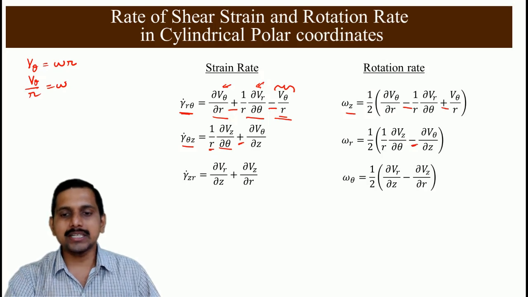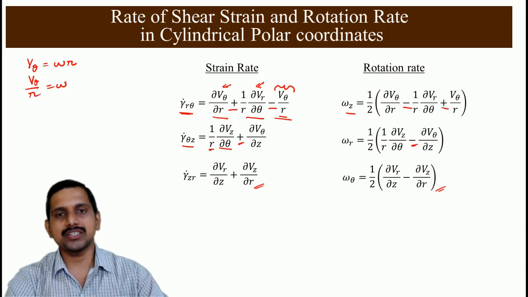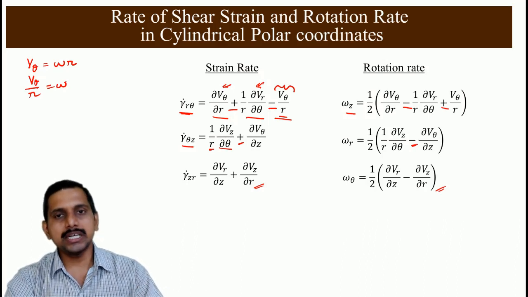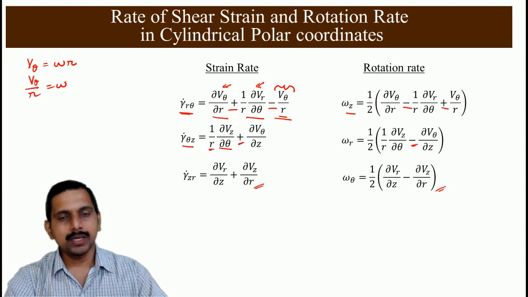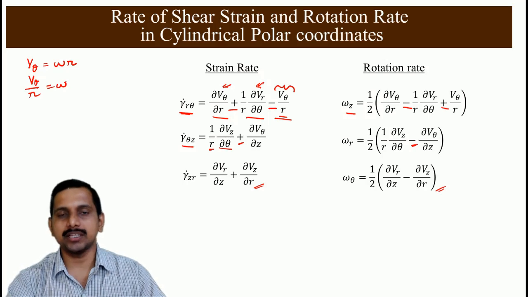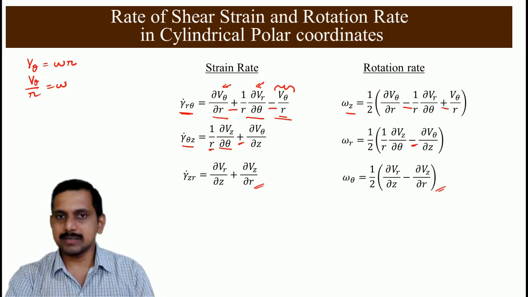Okay. So that is how we find out the rotation rate as well as rate of shear strain in cylindrical polar coordinates. These cylindrical polar coordinates will be helpful in pipe flows, vortex flows. So that is why I have taken this particular topic. Next, now we will consider some examples.